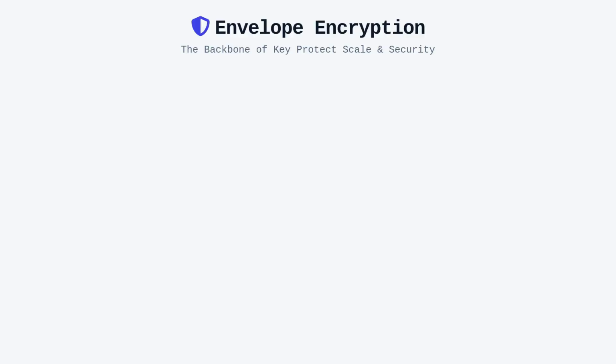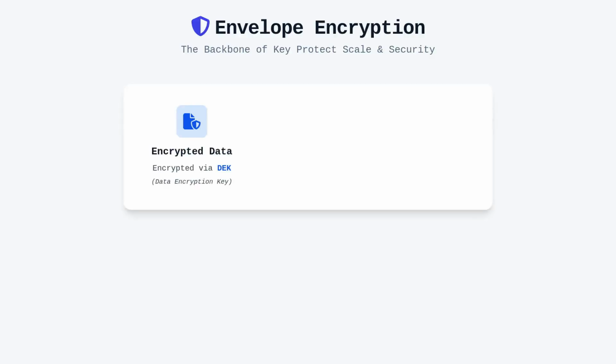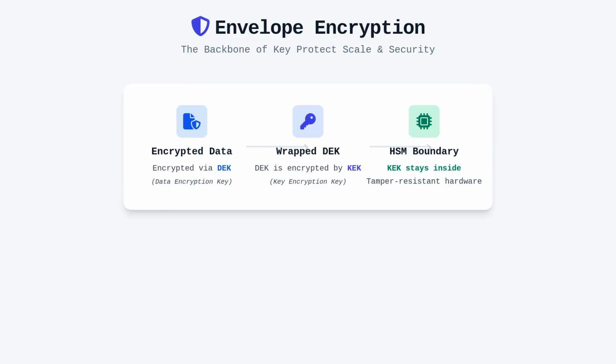Envelope encryption represents the methodological backbone of how Key Protect achieves scale and performance without sacrificing security. In this pattern, your data is encrypted using a data encryption key, or DEK, which is stored alongside the encrypted data itself. Crucially, that DEK is then encrypted or wrapped using a key encryption key, or KEK, which remains safely stored inside the Key Protect HSM. By offloading the burden of secret storage to the KEK, you ensure that the more sensitive master key never leaves the encrypted, tamper-resistant boundary of the HSM.